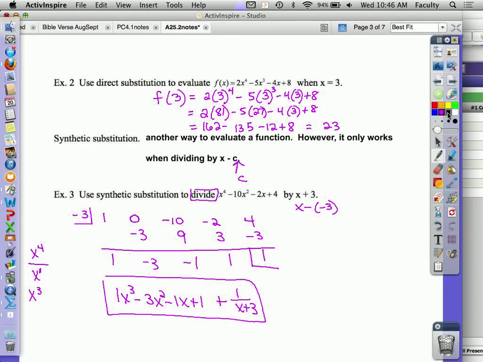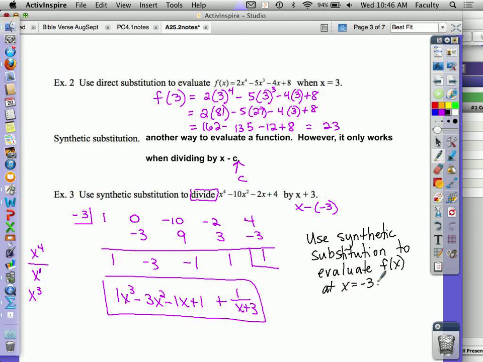Now, what if I ask you an additional question? If I say, use synthetic substitution, and I want you to write this down. Use synthetic substitution to evaluate f of x at x equals negative 3. And we're going to call this big polynomial f of x.